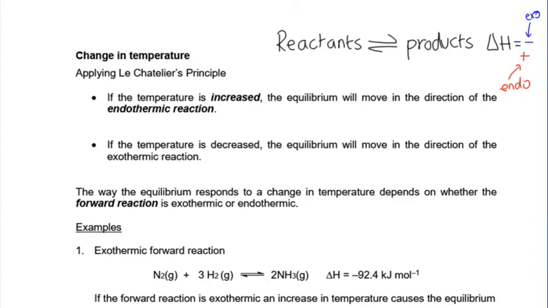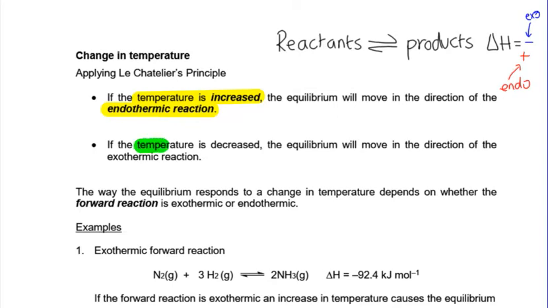So if the temperature is increased, according to Le Chatelier's principle, then the system's going to want to cool down. Which sort of reaction cools you down? Which one does the thermometer go down in? Well, that's an endo. So if the temperature is increased, we're going to go in the endothermic direction. Now what we need to remember as well is that if a forward reaction is endo, then going right is the endothermic direction. But if the forward reaction is exo, then going left is the endothermic direction.